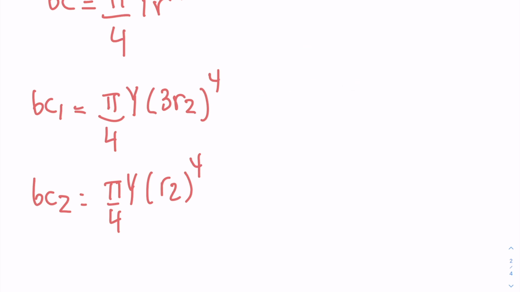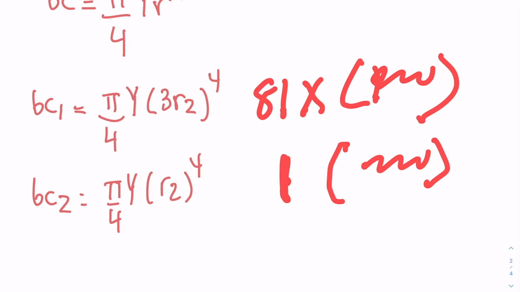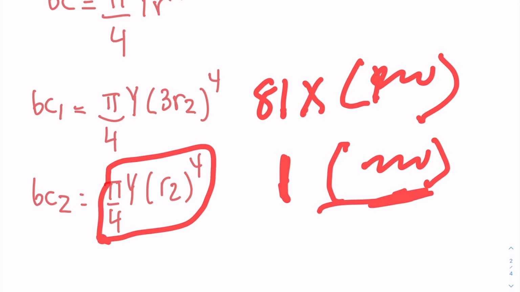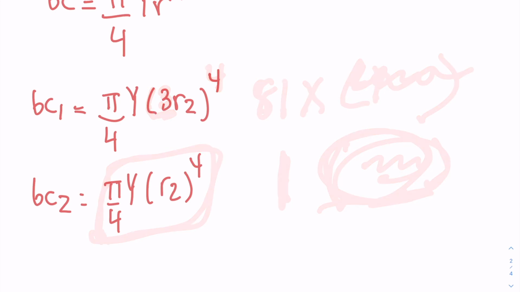So if you pretty much bring that 81 outside, you should get 81 times all of that stuff there, and this would just be 1 times all of this stuff. And all of this stuff I'm just referring to pi over 4 times y times r2 to the 4th. So all of this stuff is here, and there's only one of it.